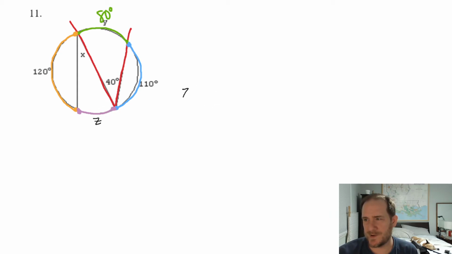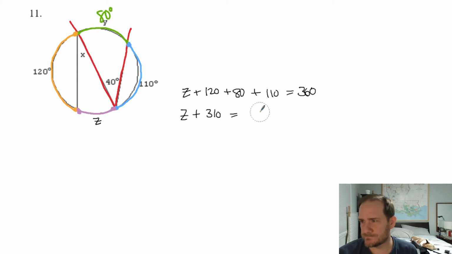And we're going to find it because Z, the purple guy, plus the orange, 120, plus the green arc, which is 80, plus the blue arc, which is 110. Those four arcs make up the whole circle, so they must add up to 360. That means Z, this is 200, so 310. So now you just subtract 310 from both sides and you can find that Z is 50.